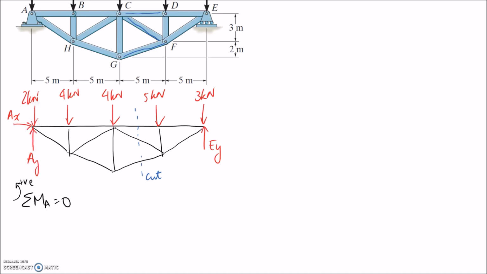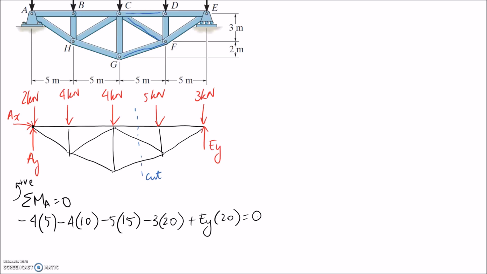Alright, so AX, AY and the 2 kilonewtons act through point A, so they're not going to create a moment, so we don't put them in the equation. Next we have the 4 kilonewtons, acting at a distance of 5 meters, and it's going to try and pull it anti-clockwise, so it's negative. The next force is also 4 kilonewtons, but it's acting at a distance of 10, also trying to pull clockwise. We've then got this one of 5 kilonewtons acting at 15 meters, also clockwise. We've got the 3 kilonewtons acting at 20 meters, also clockwise. And finally we have EY, which is going to try and pull the opposite direction, anti-clockwise, and it's also at 20 meters away.